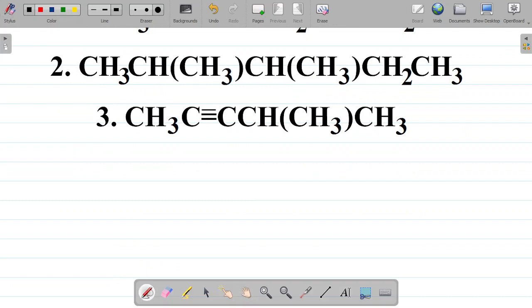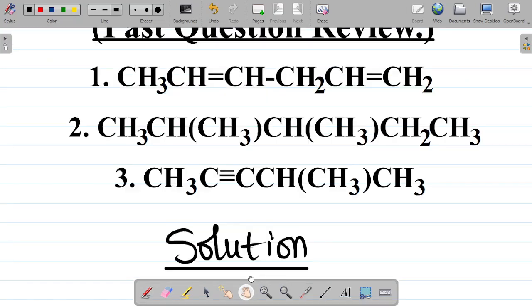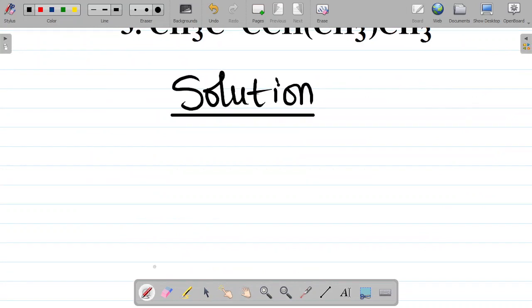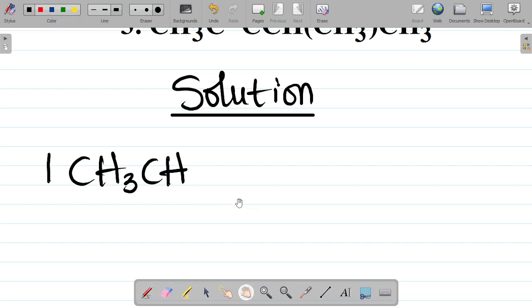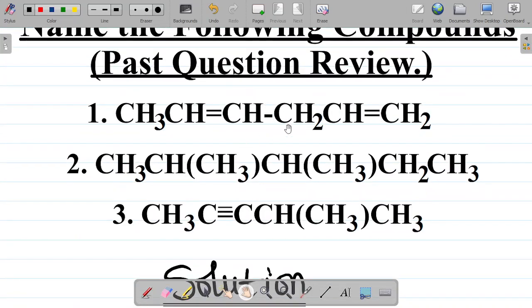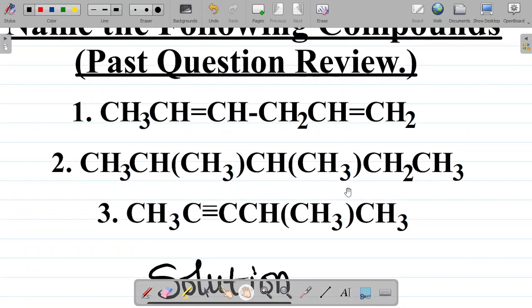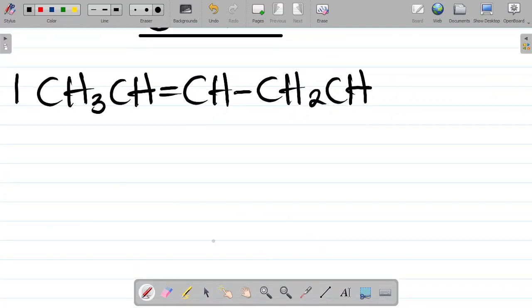So solution there. Let's write out the given elements there. We have number 1, CH3CH. So number 1, we have this as CH3 and then CH. Next up, double bond, CH, single bond, CH2, CH. So CH2 and then CH. Okay, double bond, CH2. So we have a double bond, then we have CH2.